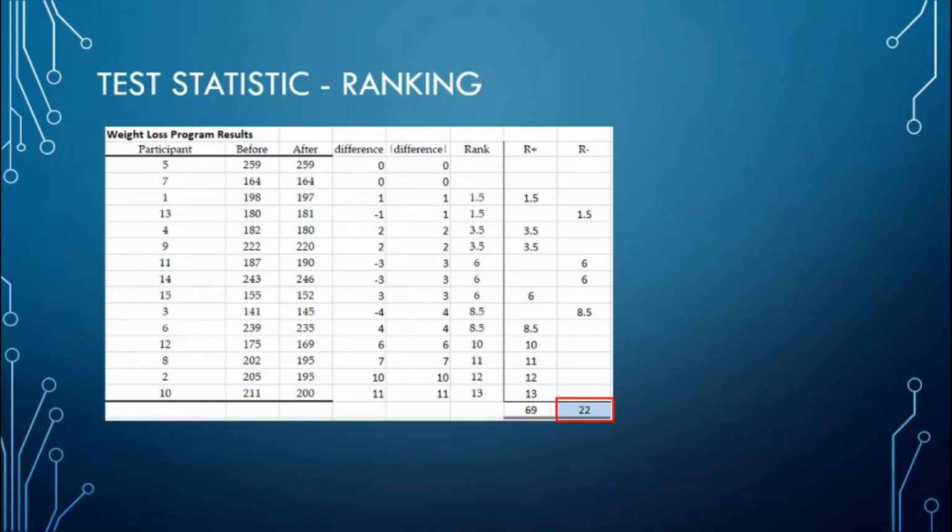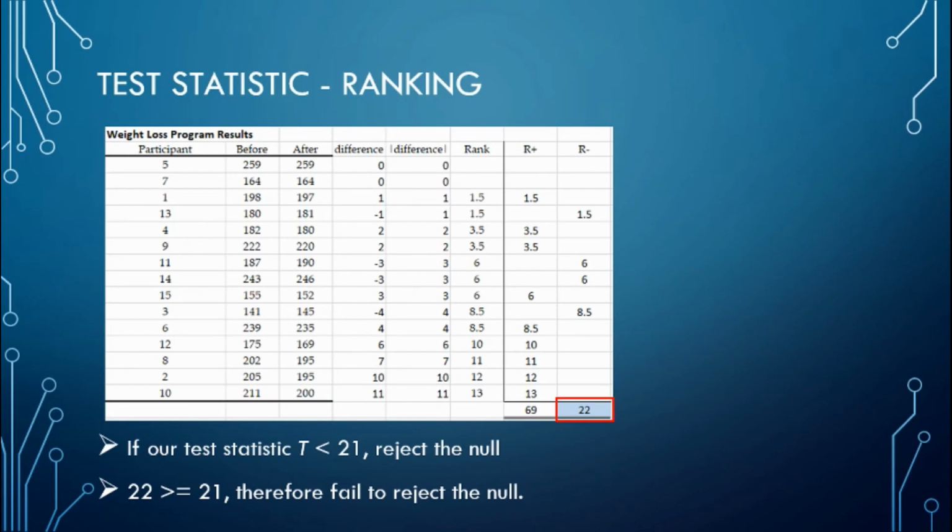So t, in this case, is equal to 22. Recall that our decision rule is, if t is less than 21, reject the null. T is 22 in this case, which is not less than 21, therefore we fail to reject the null.